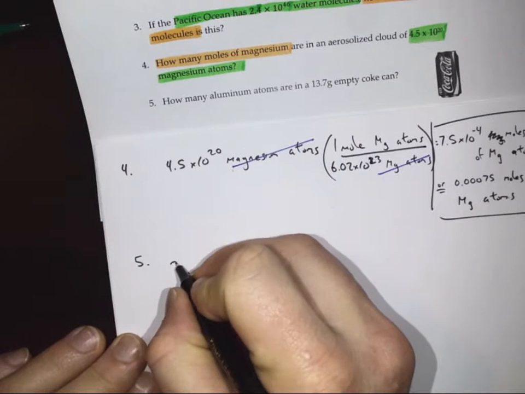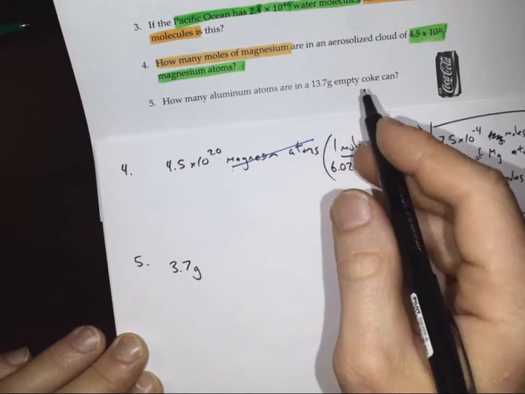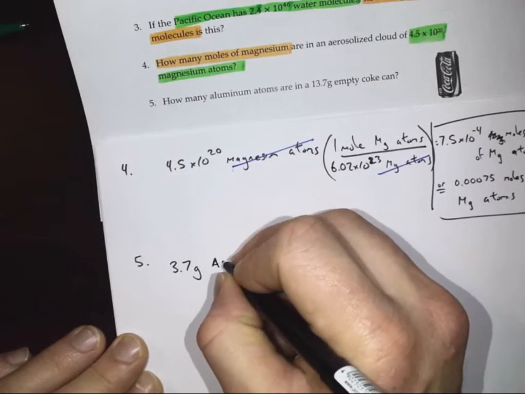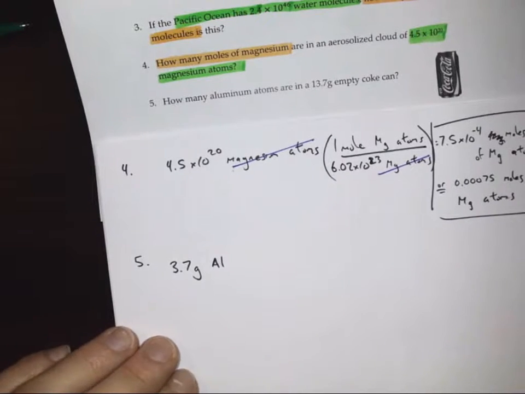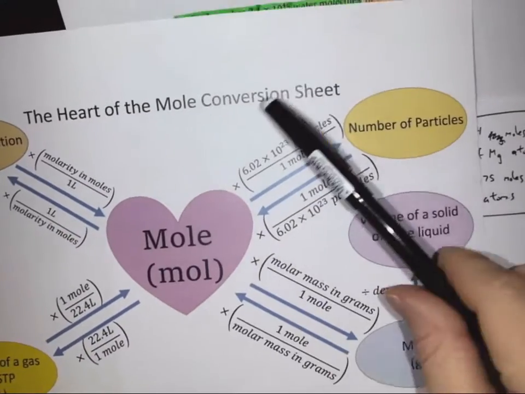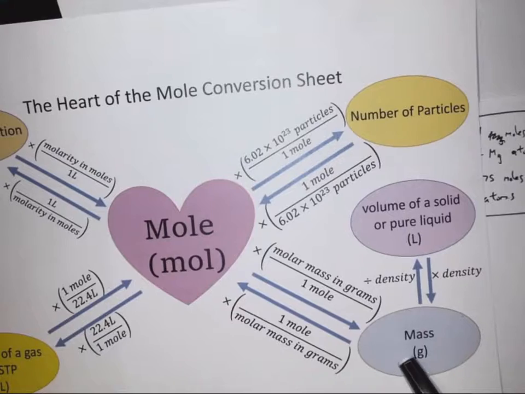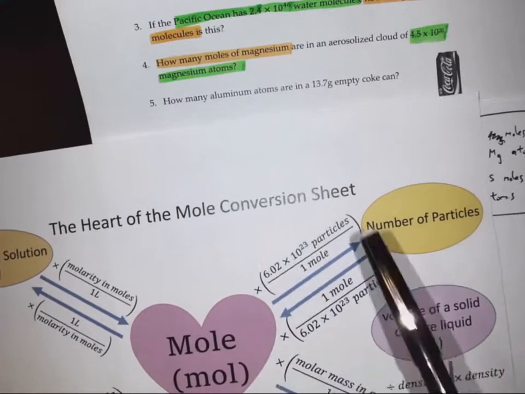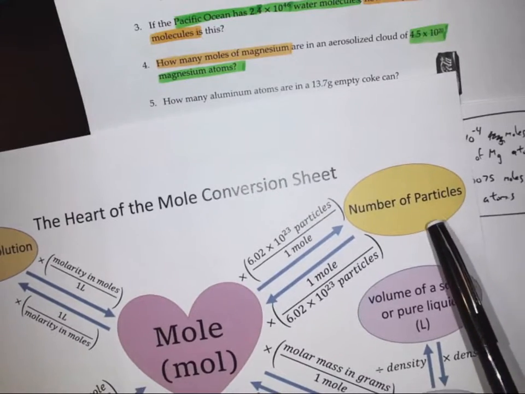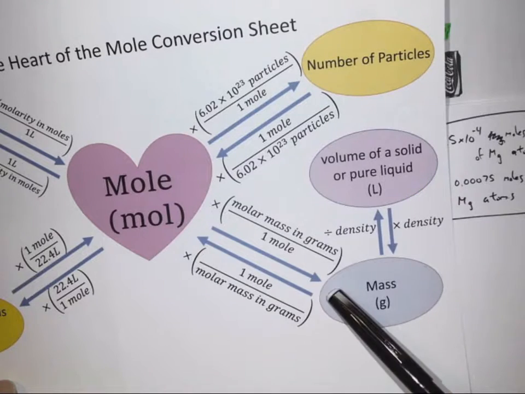So I know that I'm going to be starting with 3.7 grams, and that is made of aluminum, so I'm going to say of aluminum. If I look where I'm beginning on this sheet, I'm starting with a mass. I know the mass of the Coke can, and I want to know how many atoms, how many particles there are to construct that whole can. So to do that, it looks like I have to do a two-step conversion.